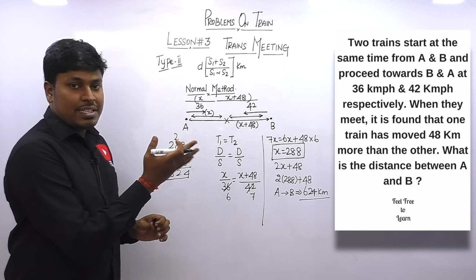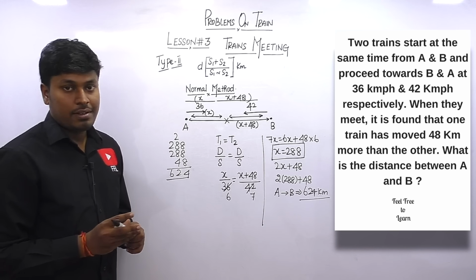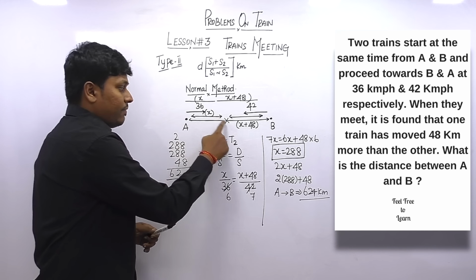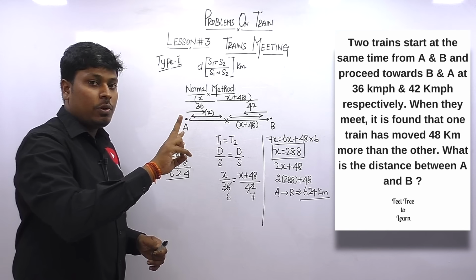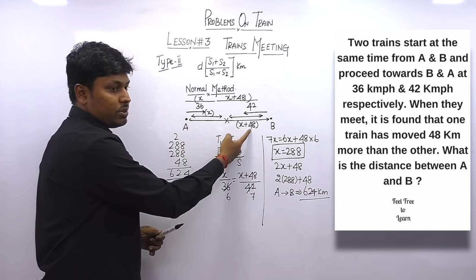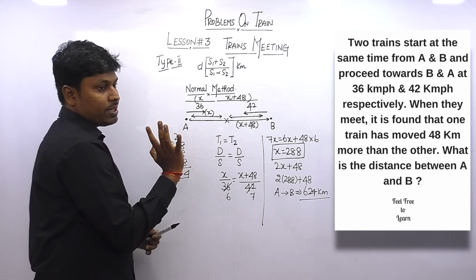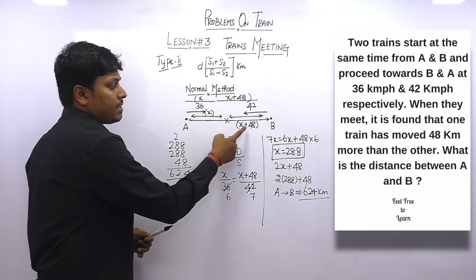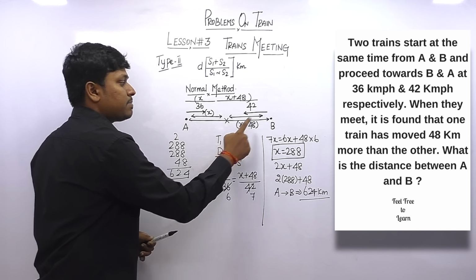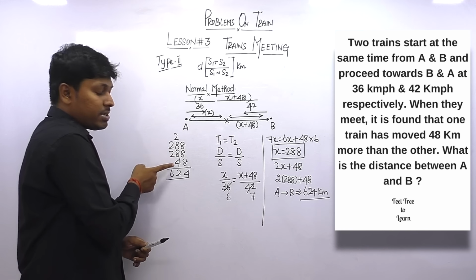I think they're asking the distance between A and B. So A and B, the total distance will be 624 km. Friends, got the logic? What we did, we have just assumed two stations A and B. When they meet, one train covers 48 km more than the other. So definitely the train which has more speed will cover more distance. So we have assumed this as x, and the second train x plus 48, and the total distance will be x plus x plus 48. That's the distance between A and B.